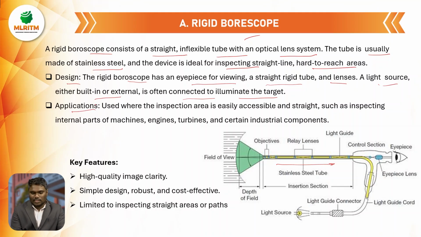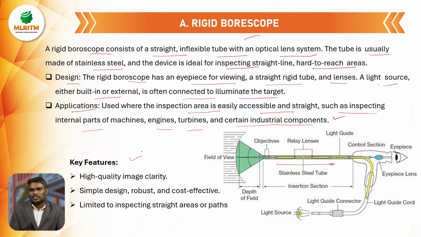So the different applications here: it is used where the inspection area is easily accessible and straight. Inspection of external parts of a machine can be done, engine parts can be done, turbine elements. What are the components in a turbine that can be inspected very easily by using a rigid boroscope? And certain industrial components also, for example some boilers and cooling towers, can also be inspected by using a rigid boroscope.